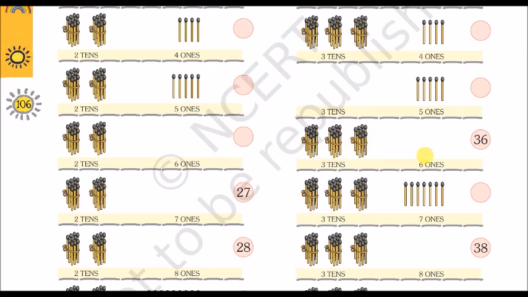3 tens and 6 ones. यहाँ पे हम 6 लाइन्स ड्रॉ करेंगे. 30, 31, 32, 33, 34, 35 and 36. 3 tens and 7 ones. How much? 30 and 7, 37.